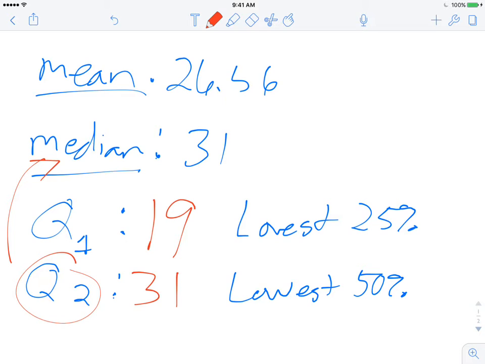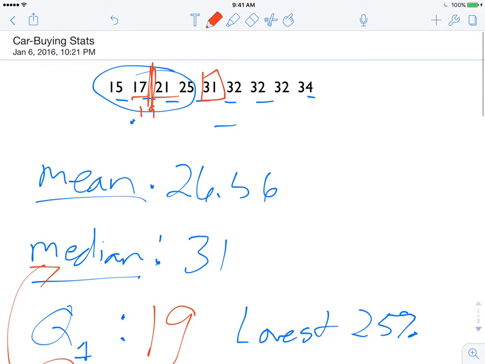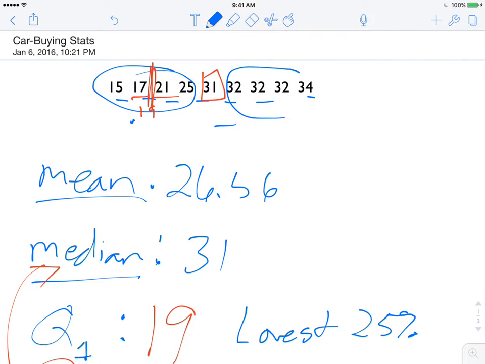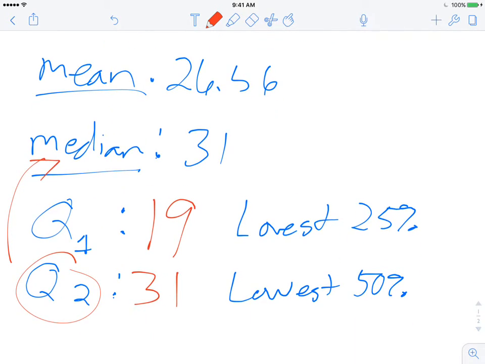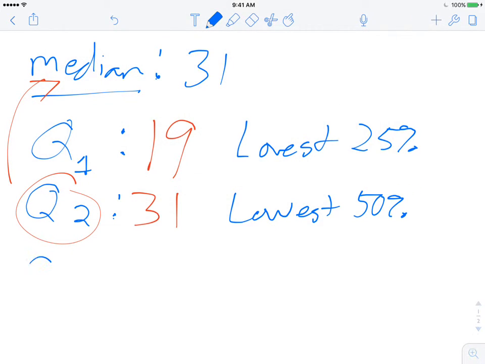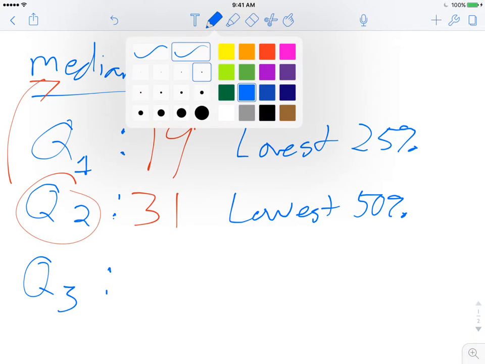All right, quartile 3 would be the median of the upper half of numbers. So quartile 3 is going to be the median of those numbers, which again, there's 4 of them. So I want to find the middle of those 4, and that means I'm going to be averaging 32 and 32, which happens to be 32. So quartile 3 is 32.